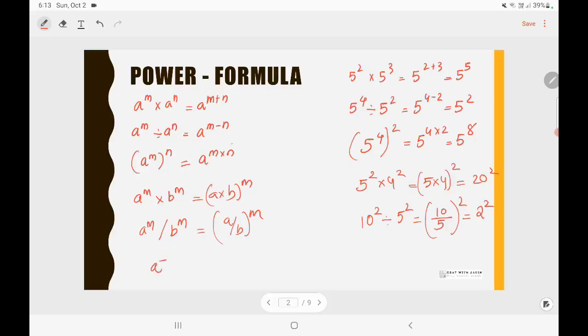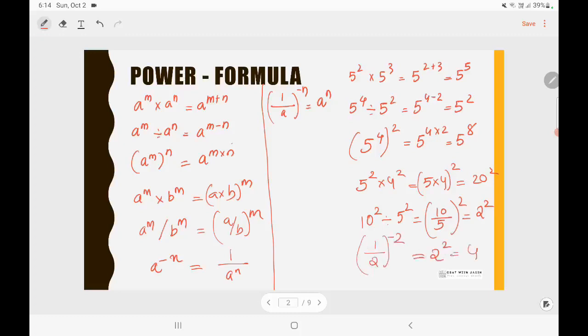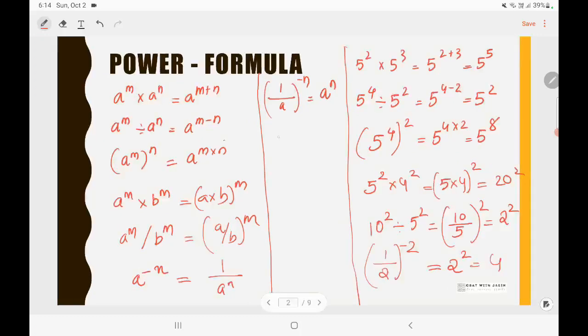Also, a raised to minus n, you can write it as 1 by a raised to n. Or you can write 1 by a whole raised to minus n as a raised to n. For example, 1 by 2 whole raised to minus 2 is equal to 2 square, which is equal to 4.